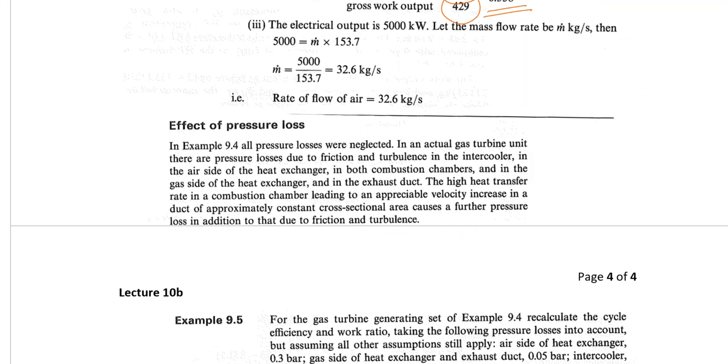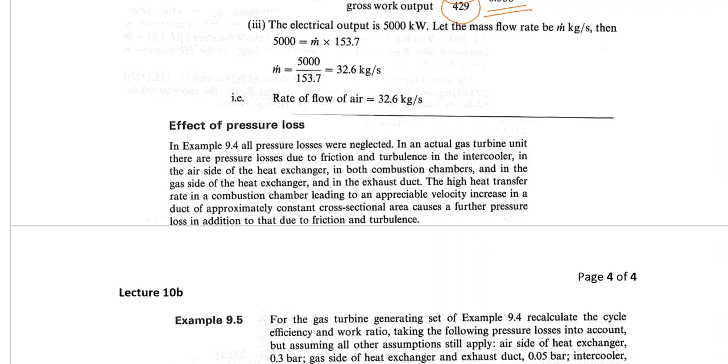The current example was done by assuming all the pressure losses were neglected. But in actual gas turbine units, there are pressure losses due to friction and turbulence in an intercooler, and on the air side of a heat exchanger or air side of a regenerator.